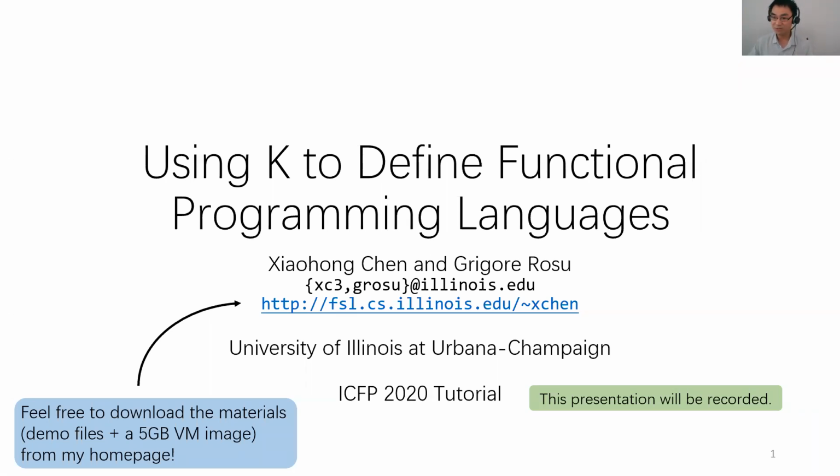My name is Xiaohong Chen. I'm a PhD student at the University of Illinois at Urbana-Champaign, and I work with my supervisor, Professor Grigore Rosu, on programming language design, program logics, and verification.